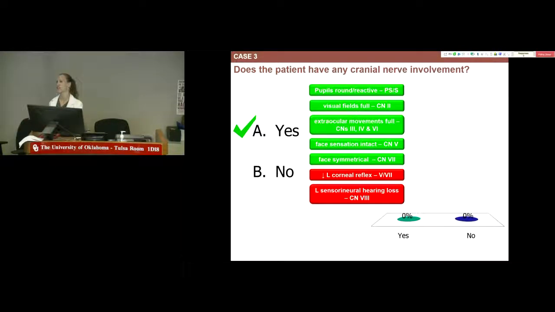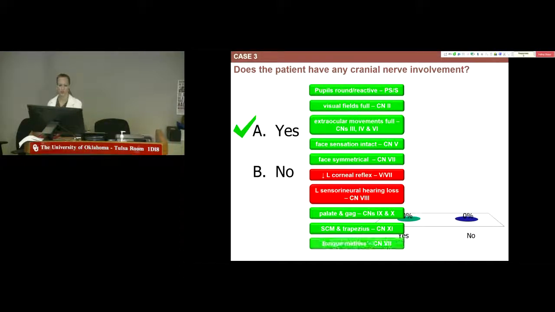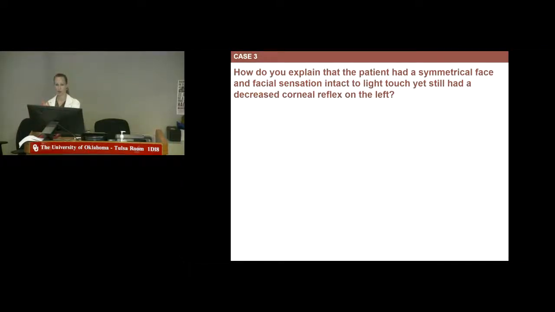She did have the sensorineural hearing loss, so where does that localize to? Either the cochlea or the vestibulocochlear nerve. So those are, palate and gag was okay, so 9 and 10. Sternocleidomastoid trapezius, head turn, shoulder shrug, 11 was okay, tongue was midline, 12 was okay. So we've got something, definitely 8, and then 5 and 7 we need to be suspicious.